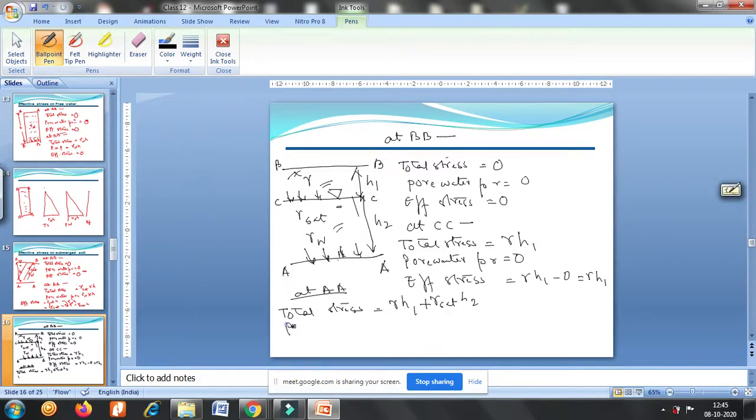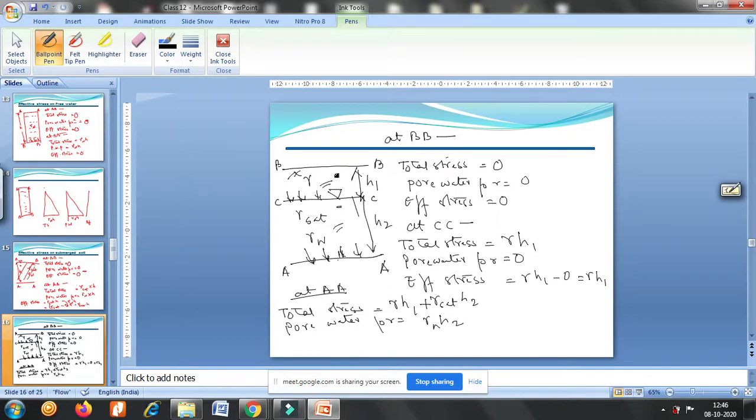Now what is the pore water pressure? How much is the pore water pressure? It is gamma W into H2. Now H1 is dry. There is no water present over the H1. As I told you earlier, the portion above the water table is considered as dry. That means the capillary rise of the water is not taken into consideration. So the portion below the water table has water, and in the portion of the soil above the water table, in the voids there is no water present.